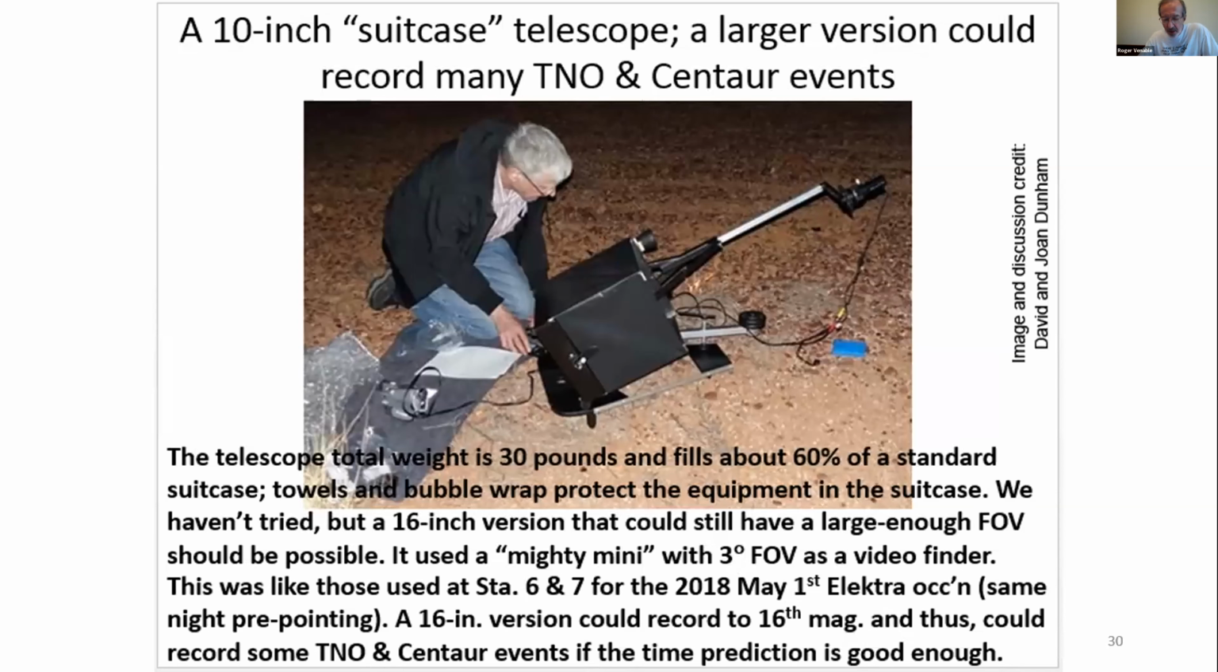Because the path is so narrow, the shadow will miss you if you try to observe it from home. You need to go mobile. This slide shows David Dunham setting up a suitcase telescope of 250 mm aperture. Except for the optical components, it is homemade.